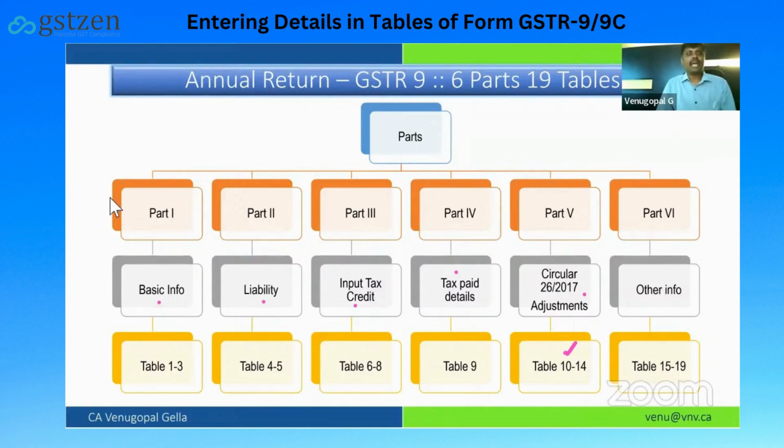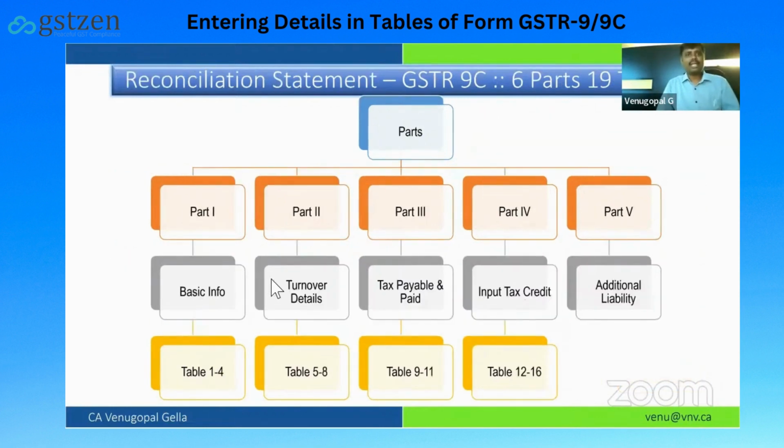While this is the annual return, in 9C, the information expected is divided into 5 parts. Basically, we are expected to reconcile the taxes. How do we derive the tax?